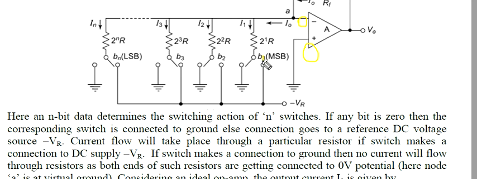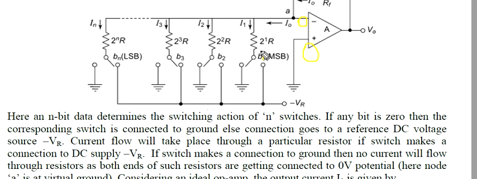And suppose these are bits B1, B2, B3, etc., up to Bn. There are n number of bits. And if any bit is 0, then the corresponding switch is connected to ground.